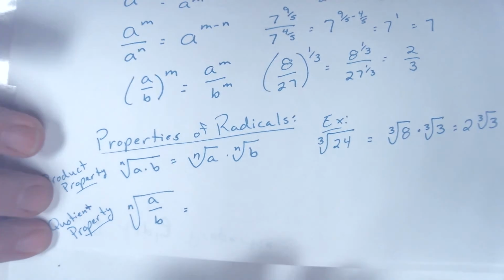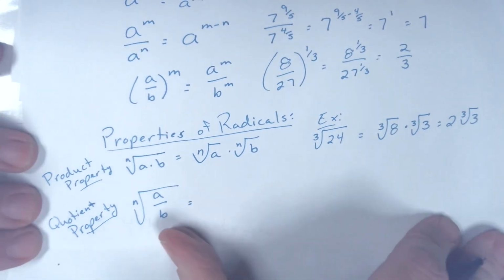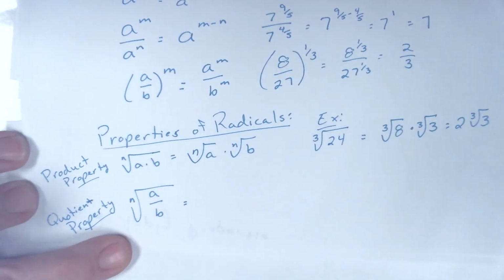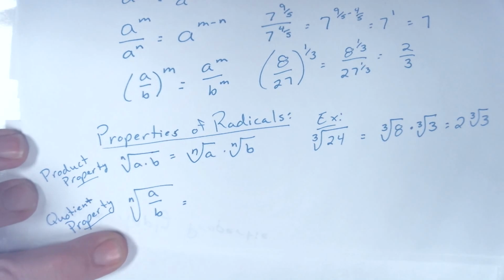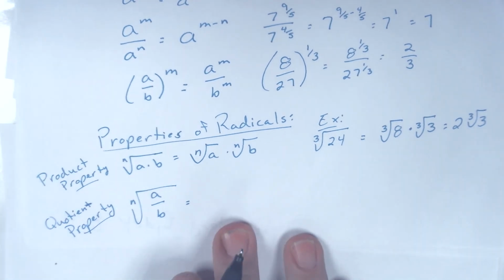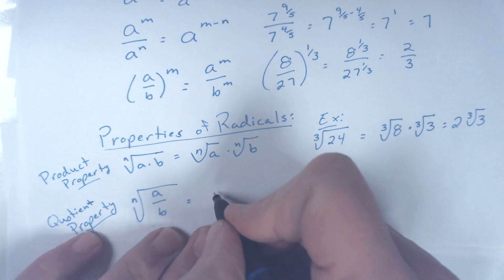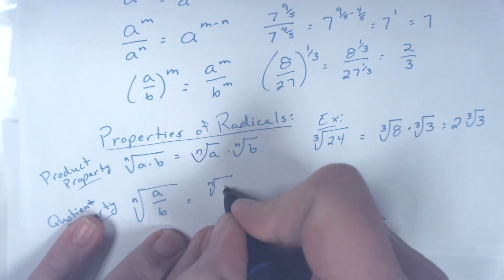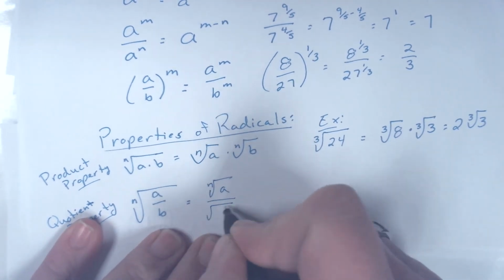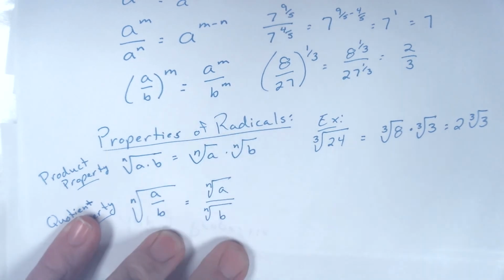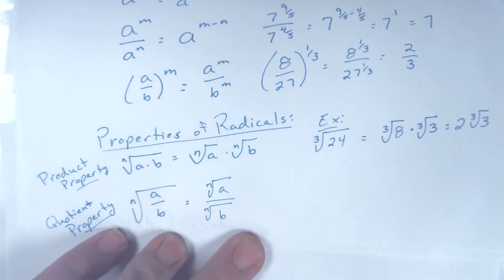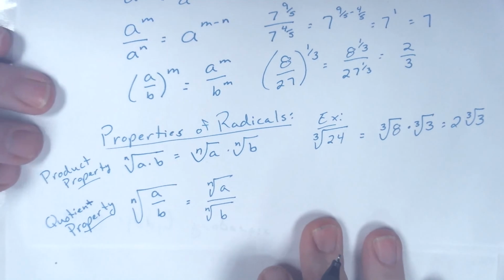Okay, and the last one, the quotient property. To tie this down here. The nth root of a over b, I can separate that into the nth root of a over the nth root of b. Definitely need an example for this, and actually we're going to do 2 examples.